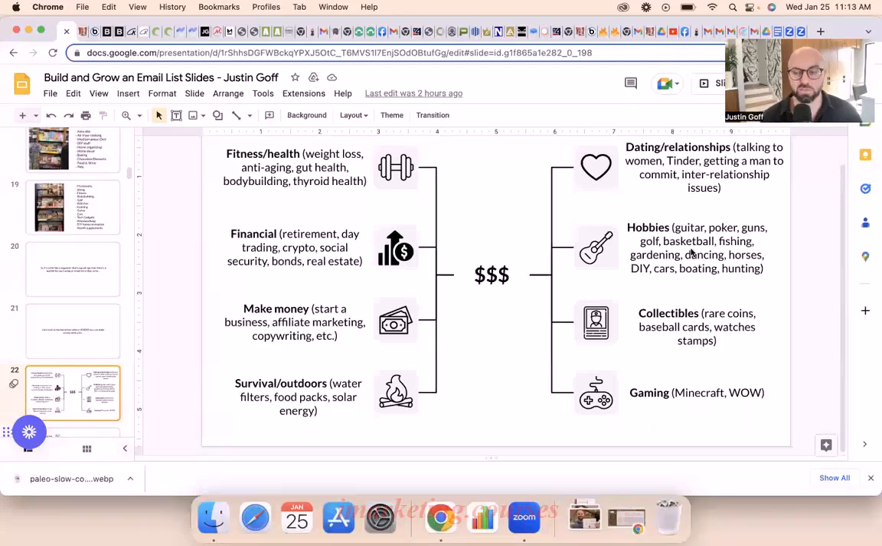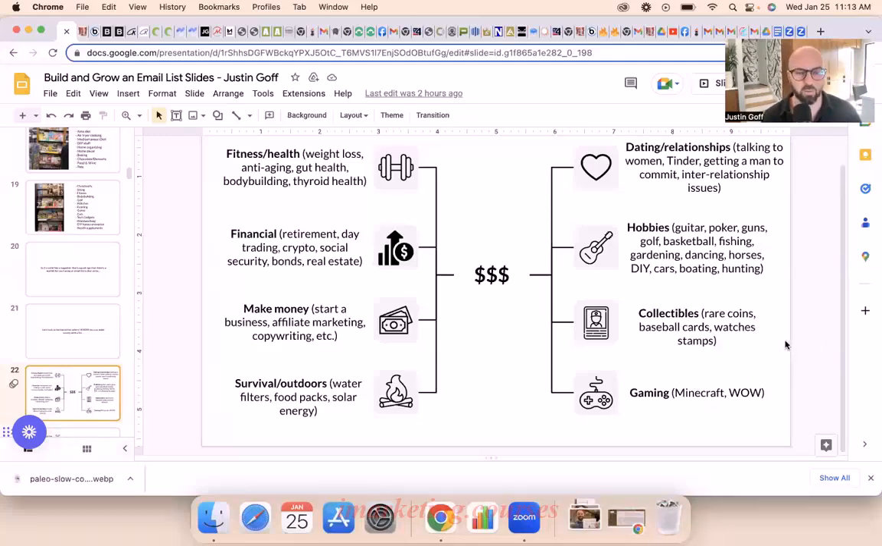Hobbies, the hobby niche is massive. I mean, just think of everything that people enjoy doing. So guitar, poker, guns, golf, basketball, fishing, gardening, dancing, horses, do it yourself, cars, boating, hunting. I mean, that thing could go on and on. There's just endless amounts of hobby niches. Collectibles, rare coins, baseball cards, watches, stamps, all kinds of stuff like that.